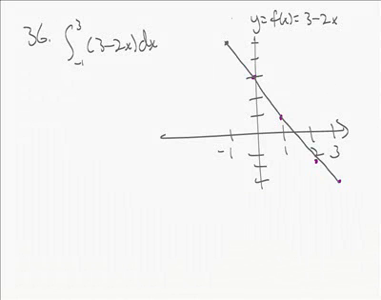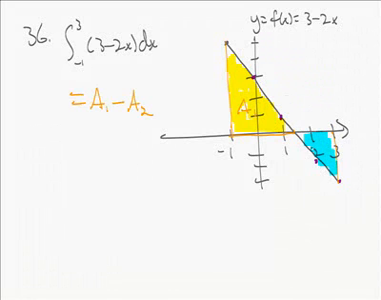from -1 to 3. So we're basically blocking off here. We're going to have some positive area here, and some negative area down here. So you just want to calculate the area of the yellow triangle minus the area of the blue triangle. So this will be area 1 right here, minus area 2 right here. So basically, thinking of that as a negative area, that's why you're subtracting it off.